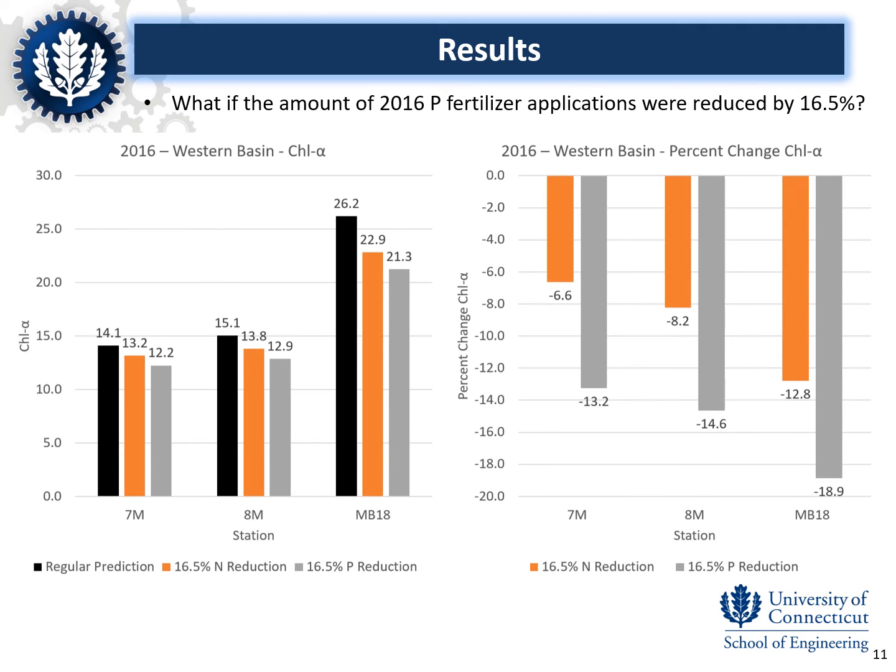So what if the amount of 2016 phosphorus fertilizer applications were reduced by 16.5%? This scenario clearly indicates that a 16.5% reduction in phosphorus fertilizer applications would be more beneficial than reducing nitrogen fertilizer applications by the same amount. However, we also know that this is quite a drastic reduction for phosphorus.